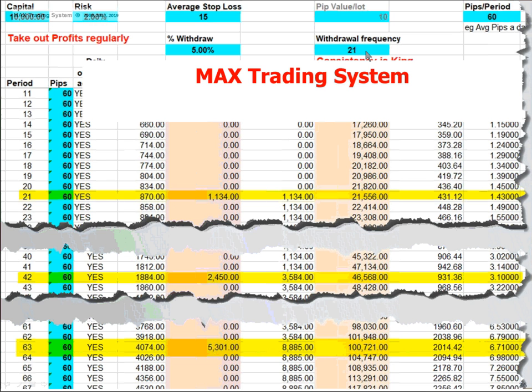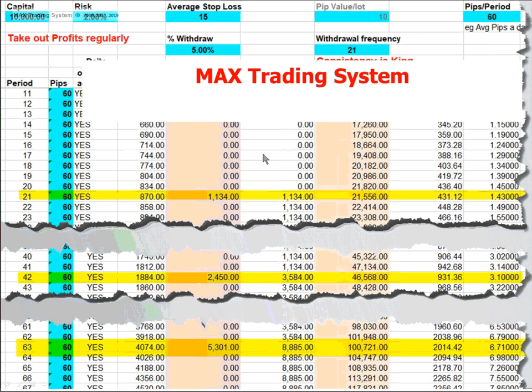21 is the average number of days for every month. So you can define in this spreadsheet any withdrawal period or frequency, and see how the account can grow depending on that consistent approach of trading with the Max.